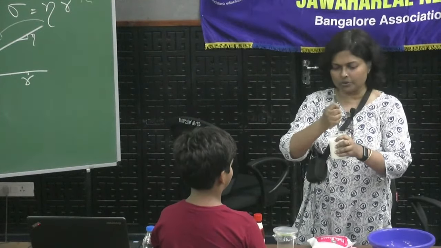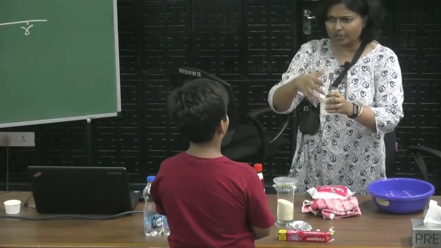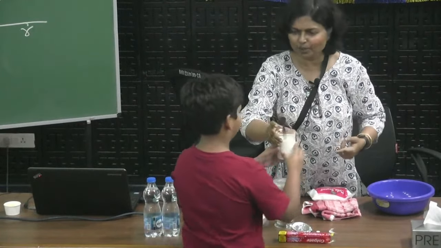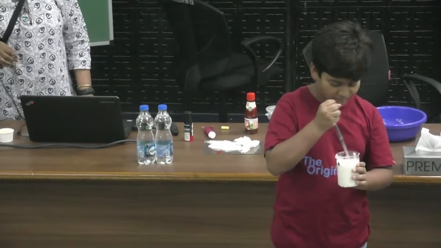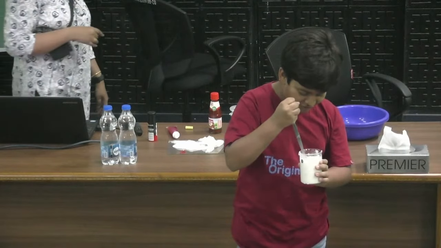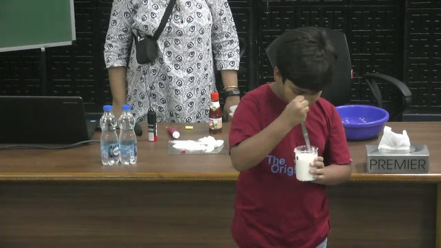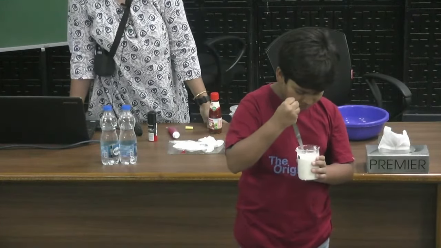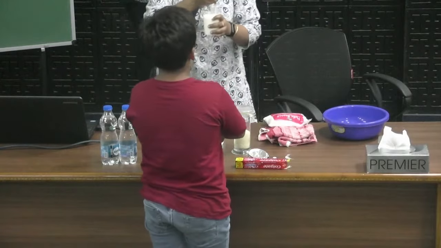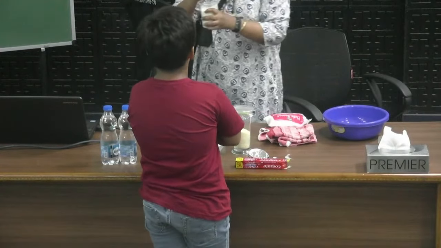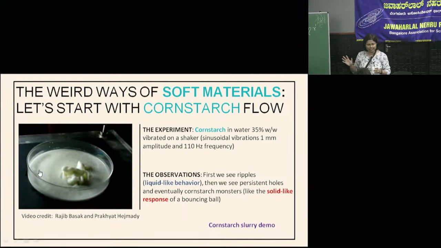What Swapnil Roy will now do is first stir it very, very slowly, very gently, and then really hard. And he's going to tell you what he sees. You can maybe face the audience and do it here. Very, very gently initially. So when you stirred it gently, it's easy, right? But when you stir it hard, it doesn't move, it becomes a solid. So cornstarch is a material which becomes a liquid when you treat it very gently, but if you stir it very vigorously, it just solidifies.